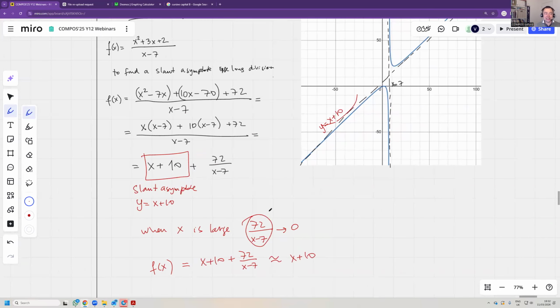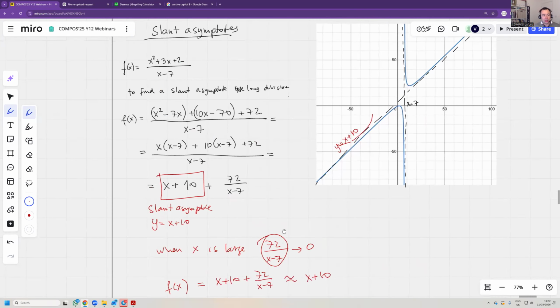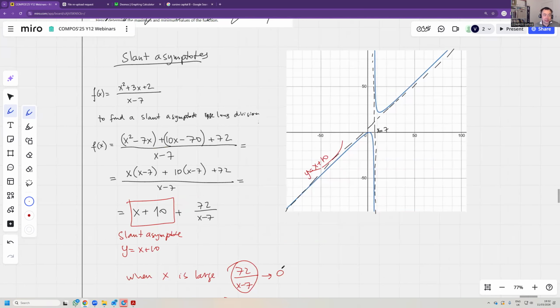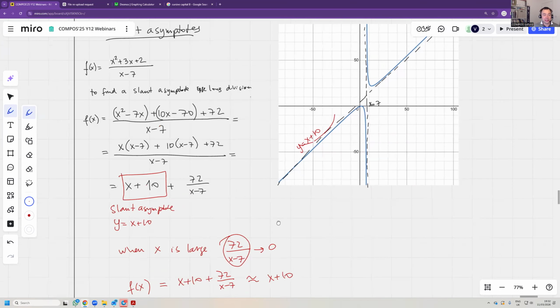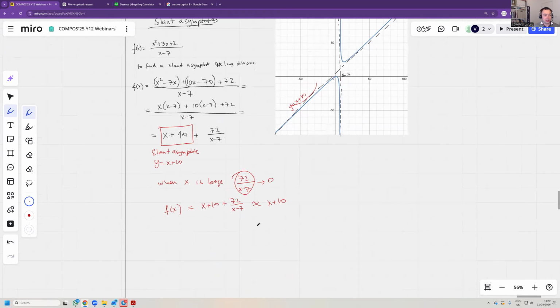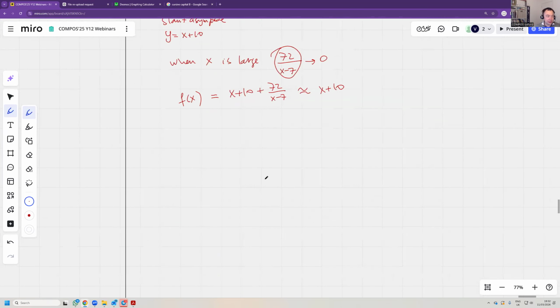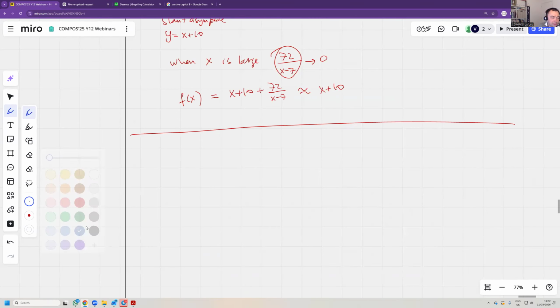You normally have a slant asymptote when the power of the numerator is 1 more than the power of the denominator. Yeah, that's about it for slant asymptotes. Like, let's see if we can do another one. Running out of time.